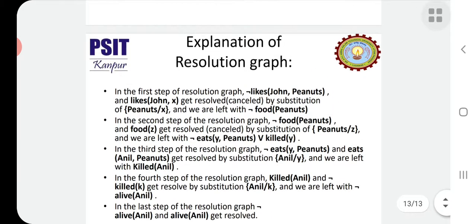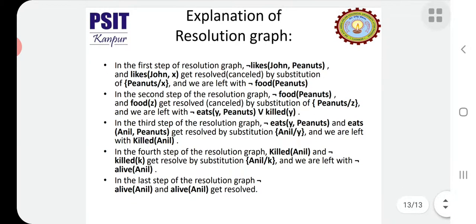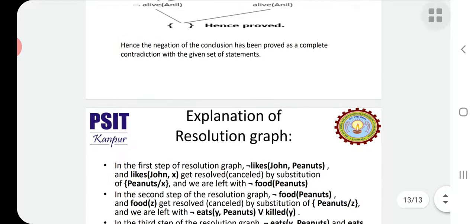And if you still have any doubt in your resolution graph, some steps are given and an explanation is also given, so you can read this explanation. With the help of this explanation you can easily understand the resolution graph. So it's all about the resolution graph.